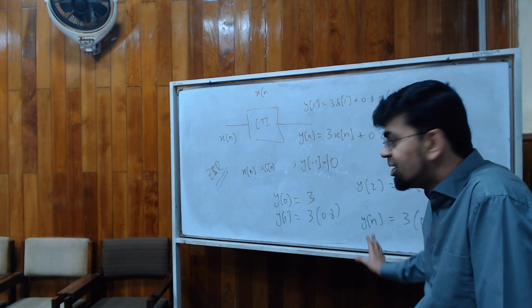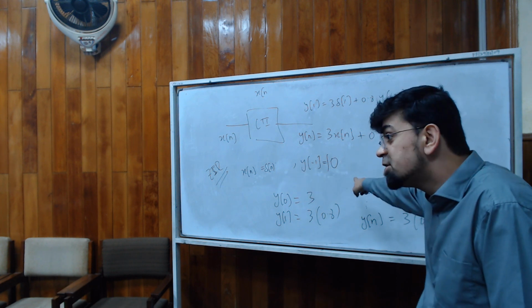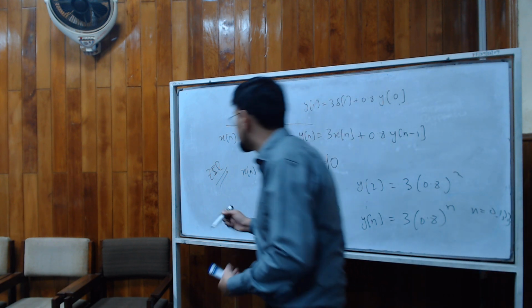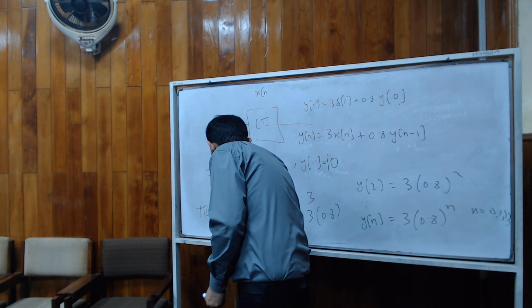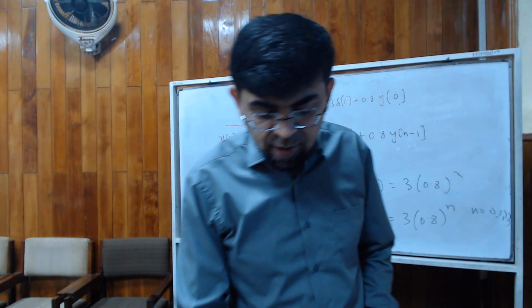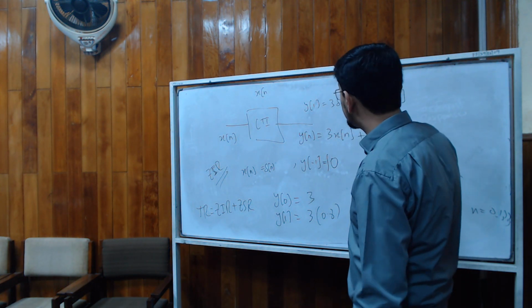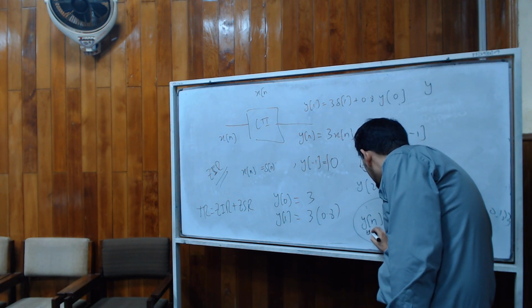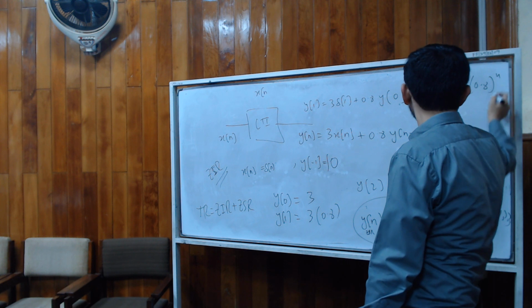So what happens if you have an input and the initial state is not zero? I just told you: the total response. You will simply add the zero input response and the zero state response. What was our zero input response? Does anyone remember? The zero state response is in front of us, we already found it. And the zero input response was 8 multiplied by 0.8 to the power n.